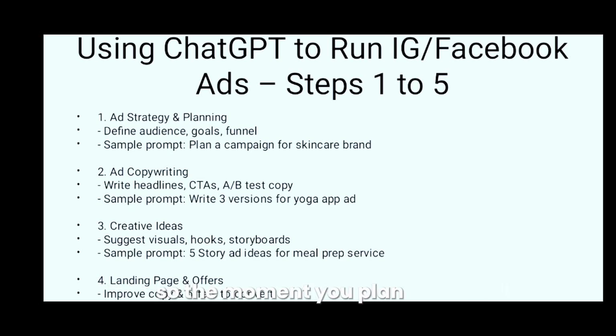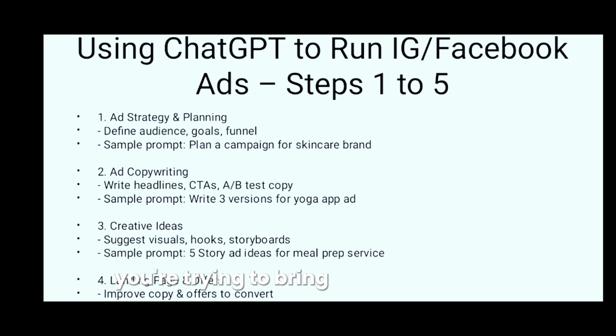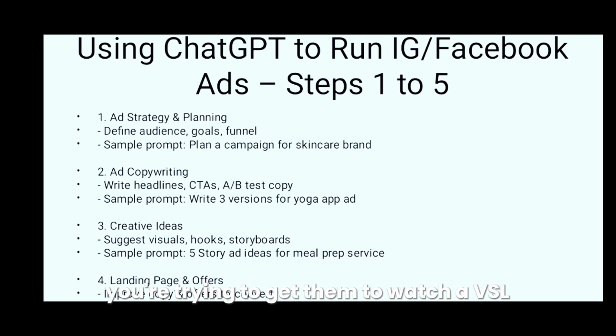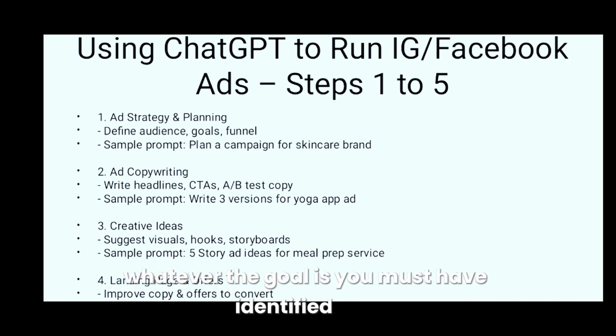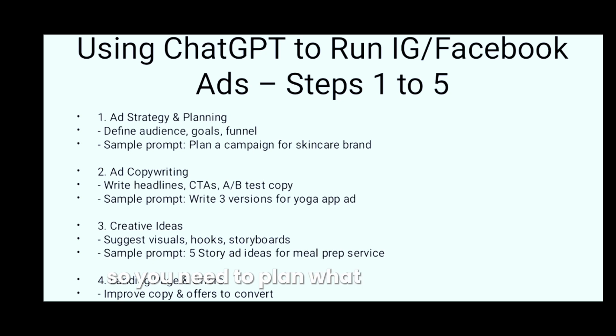So the moment you plan, okay, these are the audiences that I'm trying to target. This is the goal of my campaign. This is the funnel I want to use. Either you are selling a digital product or you are into e-commerce. For e-commerce, you are doing direct sales. For a digital product, you are doing a webinar funnel. You're trying to bring people together for a training, give them value and then upsell to them. Or you're trying to get them to watch a webinar, or to watch a VSL. Whatever the goal is, you must have identified that at the beginning of the funnel. So you need to plan what you are trying to do.